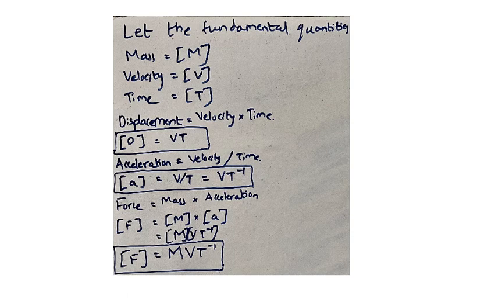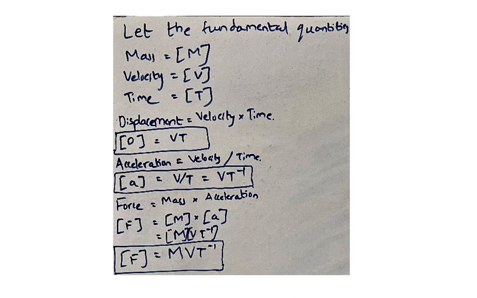Now let's look at acceleration. Acceleration is basically change in velocity over time. So the dimension of acceleration would be the dimension of velocity divided by the dimension of time. So that will be v over t, which you can also write as v times t to the power minus 1.